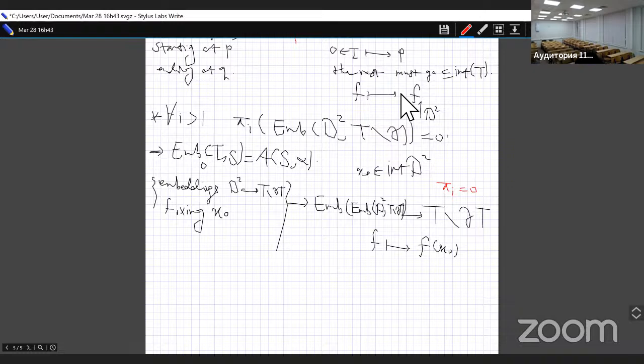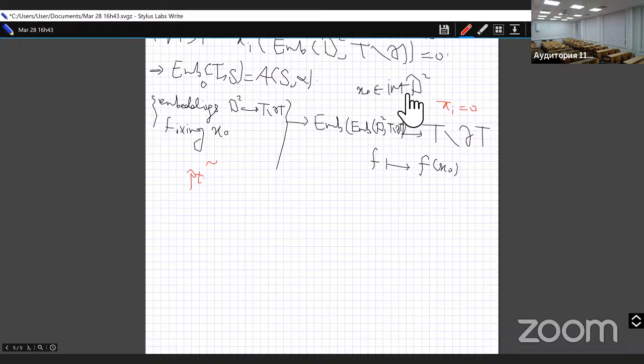Yes, the surface T has at least one boundary component. Why? By our assumption, alpha connects two boundary components. One of them survives. Okay, so T minus the boundary has free fundamental group. And for this, the space of embeddings of D2 in T minus the boundary that fix x naught is contractible.